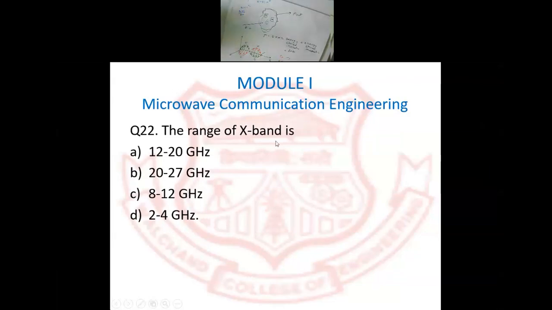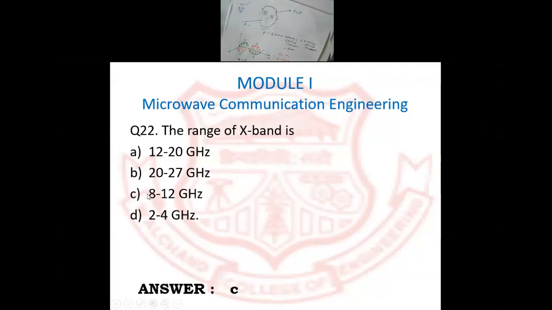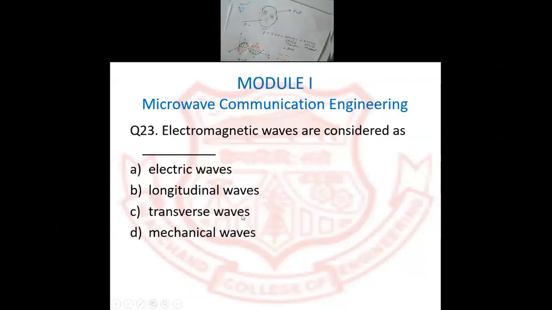The range of an X band is what? 12 to 20 gigahertz, or 20 to 27, or 12 to 24 gigahertz. People have mentioned C, right? The correct answer is X band. You can say it is about 8 to 12 gigahertz. In our practical lab, we are working on the 8 to 12 gigahertz band.